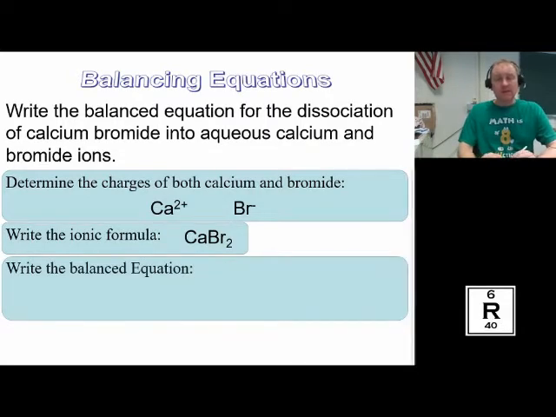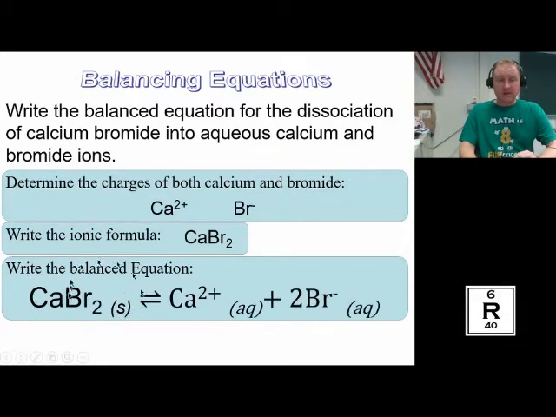Finally, let's write the balanced equation for the dissociation. So we're going to talk about calcium bromide breaking into aqueous calcium and bromide ions. The calcium bromide is a solid, and if it's going to dissociate in solution, we're going to make calcium ions, and we would have 2 bromide ions. If you refer back to lesson 3 in equilibrium, this is also a Ksp formula. So it's a solid dissolving into ions.